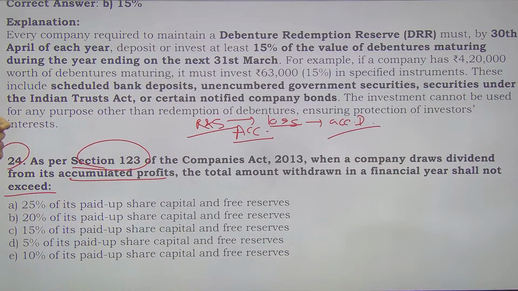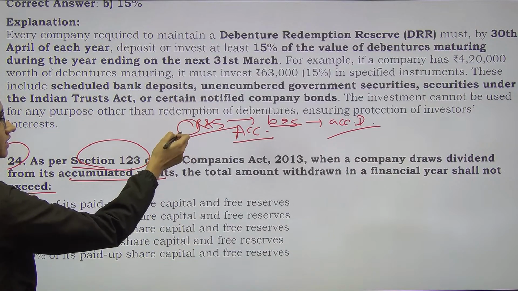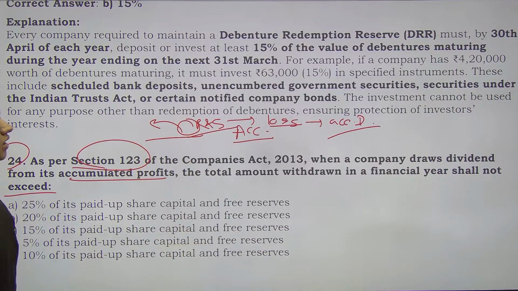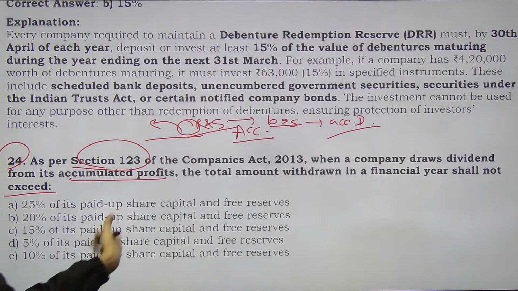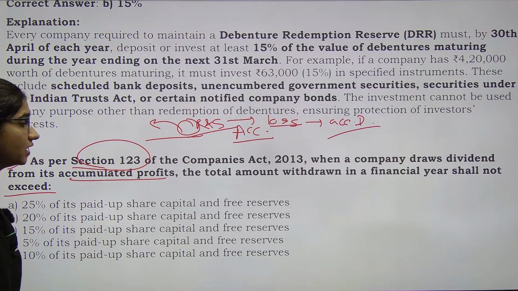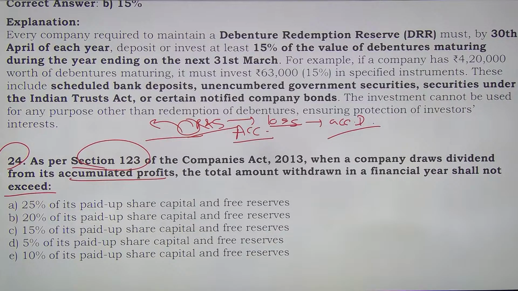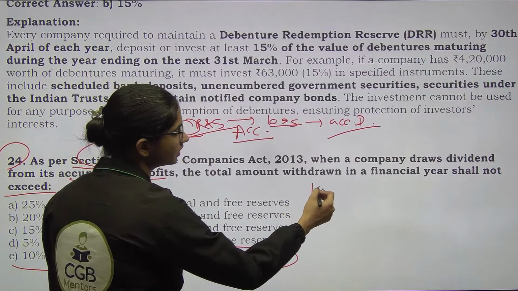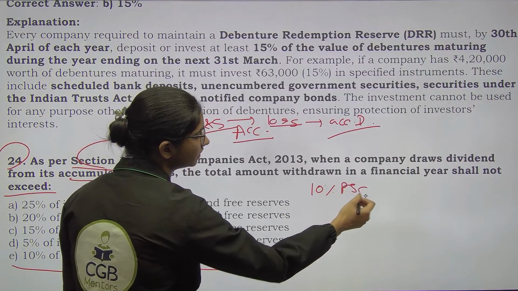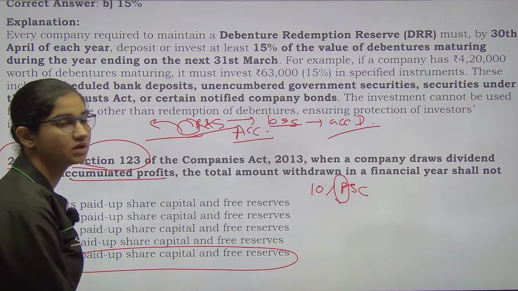But once the amount of money has been taken from these reserves for the payment of dividend, how much maximum amount can be taken from the reserves and surplus? That is the question. So the maximum amount here is 10% of paid up share capital and also free reserves. So the maximum can be 10% of paid up share capital. Please remember paid up. I have told you earlier also what is paid up.